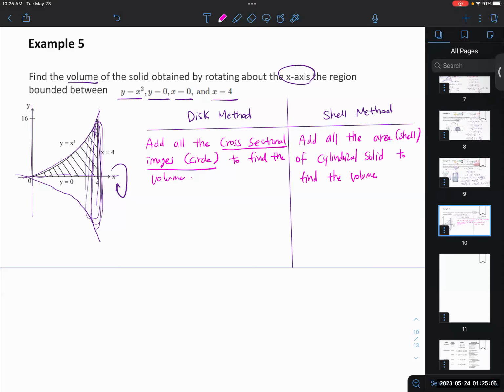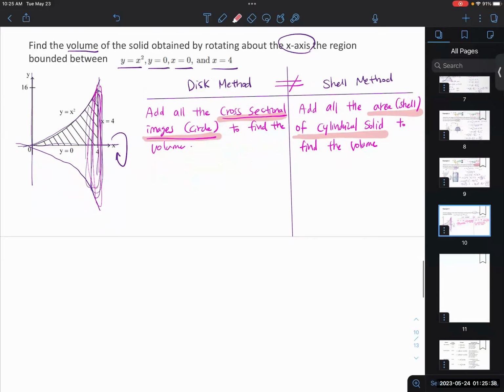More specifically, in the shell method, you have a cylinder shell, and then you add the next cylinder shell. You keep adding, overlapping the next cylindrical solid, and you find the entire solid. So they actually have a different approach. They're not equal. One is adding cross-sectional circles; the second is adding all the shells of cylindrical solids infinitely. So the formula is also different.